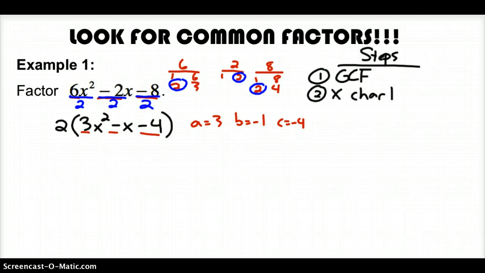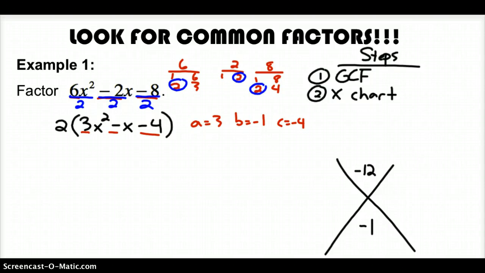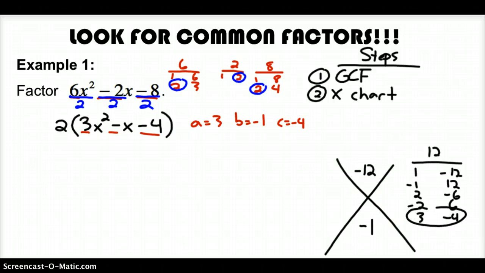So for my X chart, remember, we need two numbers that multiply to a times c, so these numbers need to multiply to -12, but also add to our b term of -1. Again, I can write out all my factors of 12, or all the ways I can get -12. We should hopefully be getting pretty good at this point. I think I have my winner here, 3 and -4. So 3 and -4 would be my numbers.